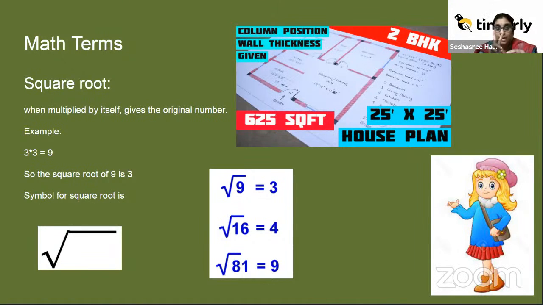The same number is multiplied twice. 3 times 3 is 9. So the square root of 9 is 3, because it is multiplied 2 times. Square root, square, 2 times. So the square root of 9 is 3.